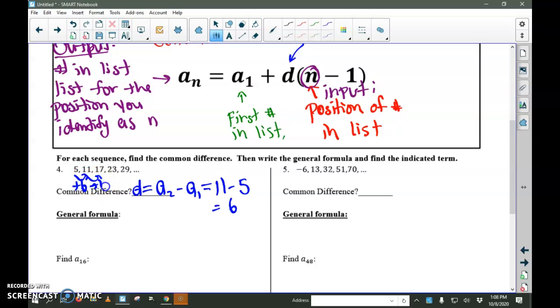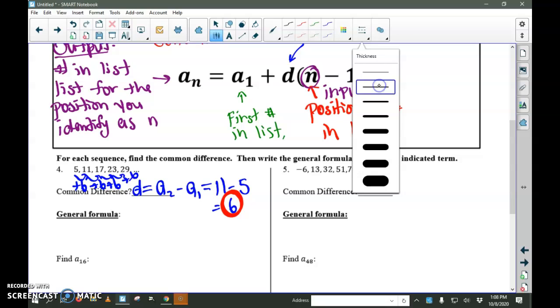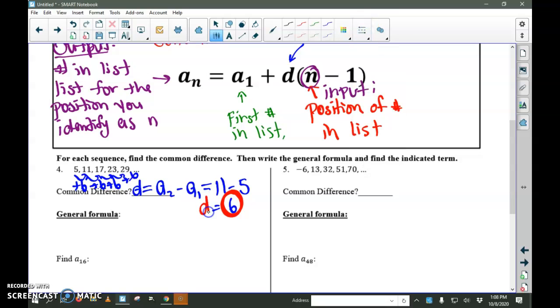Oh, look, if I add 6 again, I get 17. If I add 6 again, I get 23. Oh, if I add 6 again, I get 29. So this works out. You always want to go through and check to make sure that every number in the list follows that pattern. Okay, so now I need to fill out the general formula.